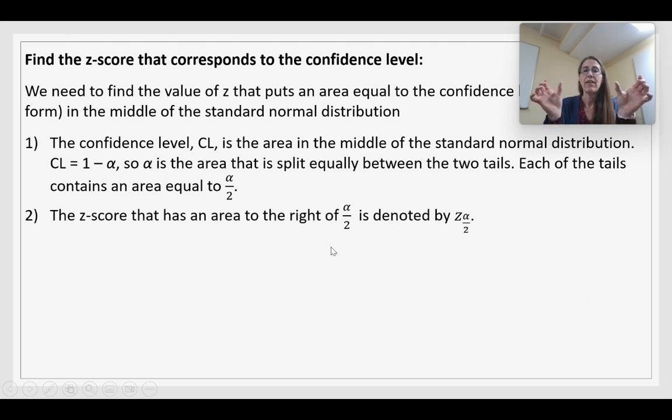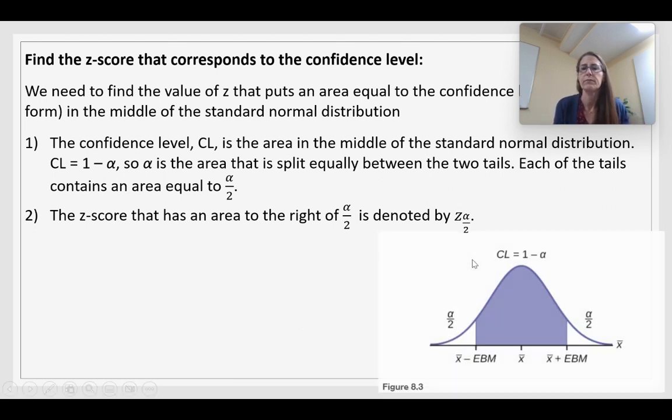The z-score that has an area to the right of alpha divided by 2, we're going to denote by z sub alpha over 2. So here's a picture that represents what this is talking about. The confidence level, which is in here, is 1 minus alpha. Because it's centered around the mean, alpha is going to be split into these tails, here this unshaded part, and that's going to be alpha divided by 2. So here's our x bar, our mean. This is x bar minus our error bound for the mean, our EBM, and here is x bar plus our EBM.